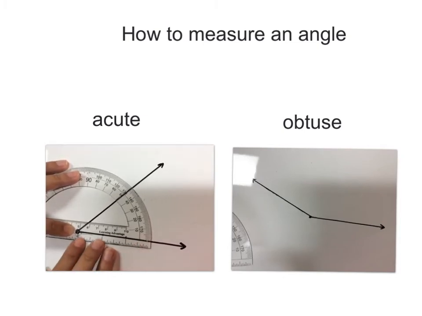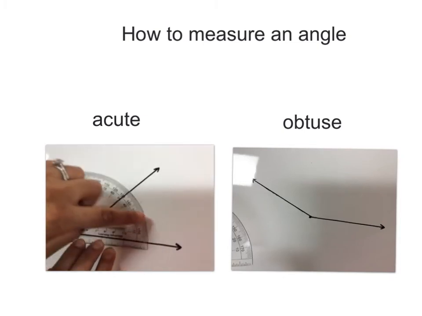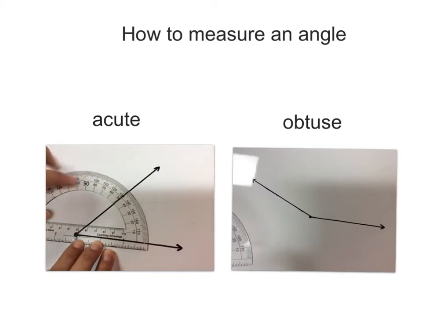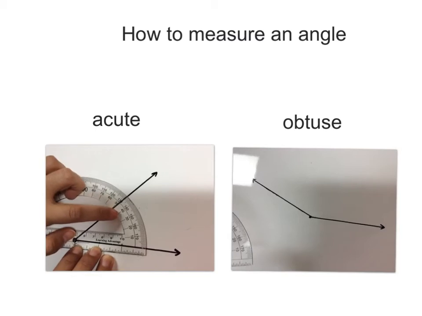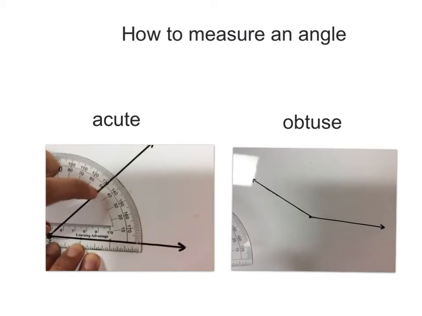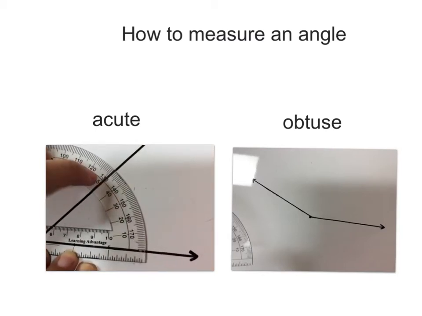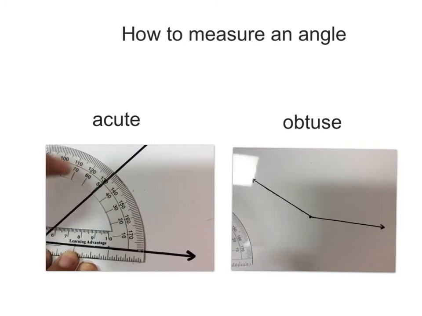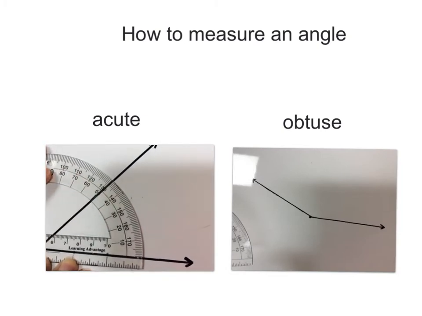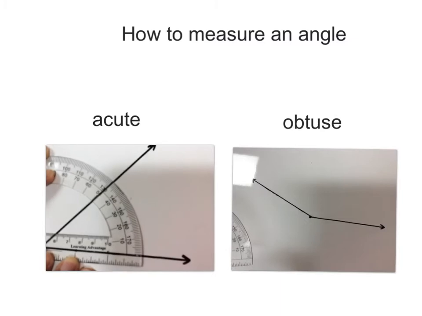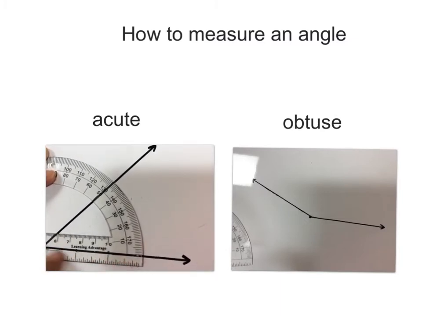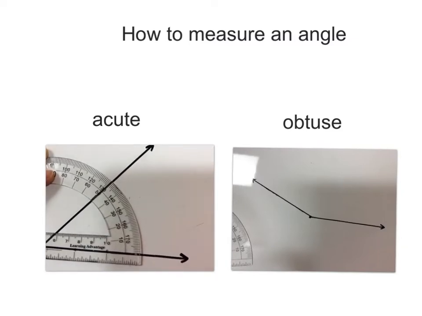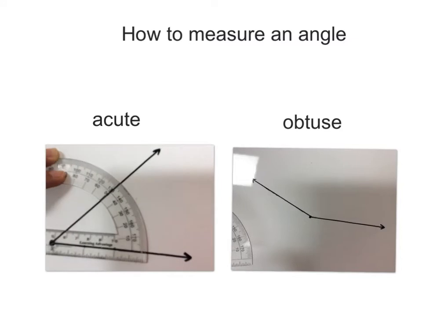Now that I have my angle lined up correctly, I can look to see its degree measures. Now remember we talked about how there are two sets of numbers here. There is a bottom set of numbers that's smaller numbers, and a top set of numbers that is larger numbers. Both of these can show the degree measure of this angle. It's my job to figure out which set of numbers matches this angle. Well, this is an acute angle. That tells me I know that its degrees are going to be less than 90.